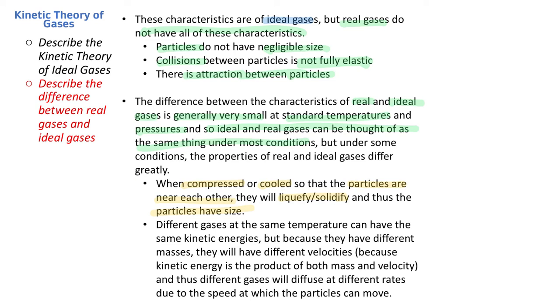All right, and so when you get to highly compressed gases, they don't have that kind of relationship. Different gases at the same temperature can have the same kinetic energies, so that's what we dealt with before. However, because they're made up of particles of different masses, they will have different velocities, because the kinetic energy is the product of both mass and velocity, and thus different gases will diffuse at different rates due to the speed at which the particles can move.